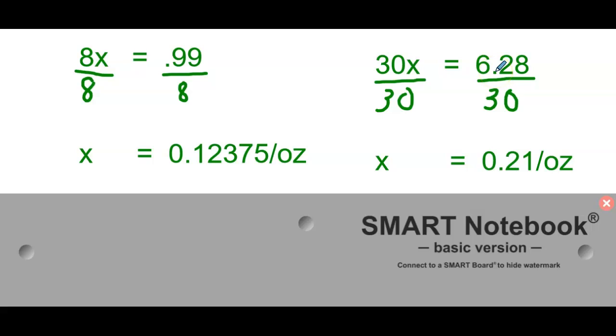Plus, it's more convenient to eat at your desk, which you're not supposed to do in my class. There's no eating in class. So if you were at Walmart, and this would be your sale, buy the 8 ounce. But if you don't know how to do this, you can't figure it out.